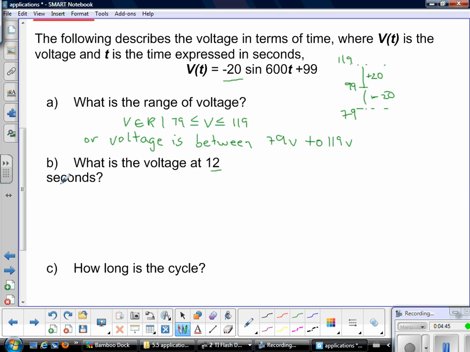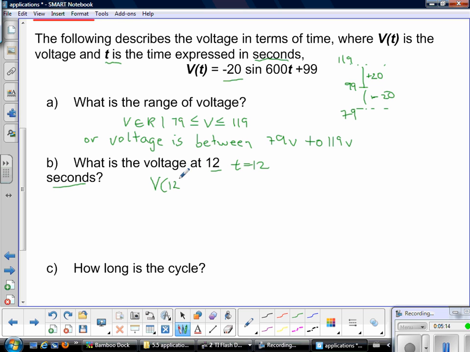So they've given me time. So that means T equals 12 if T stands for seconds. So I need to go back and see. It says T is in seconds, so I'm fine. I want to check that, because what if they said, what is the voltage at 1 minute? Well, my formula is not for minutes. My formula is for seconds. So all we're going to do here is find V at T.